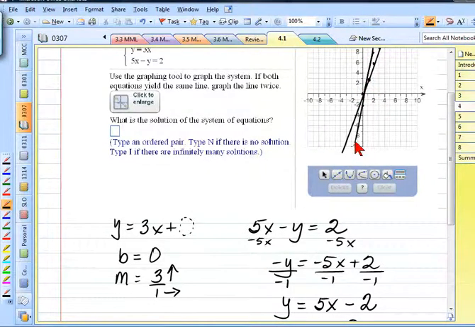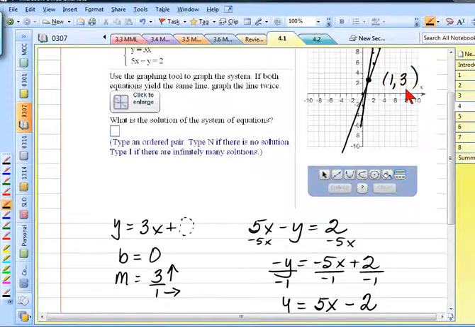Okay, I missed it. They intersect right here. They're going to intersect at the first point, 1 and 3. Yes, they intersect at the point (1, 3).